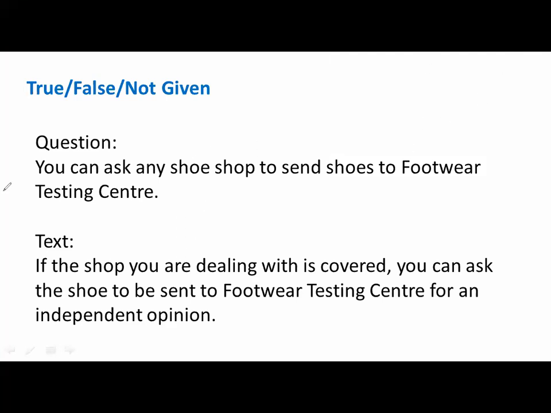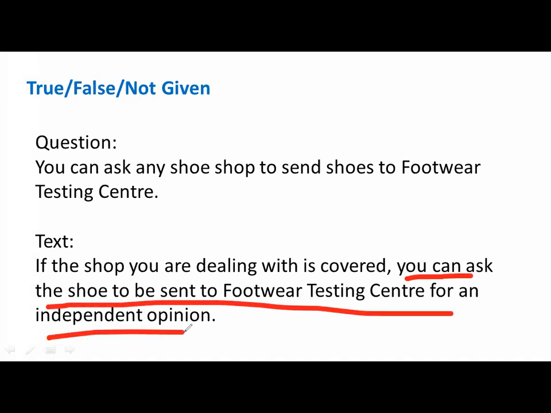Now, my first question is, all these questions are taken from Cambridge books, by the way. The question is, you can ask any shoe shop to send shoes to the footwear testing center. Never read half a sentence, okay? Read the full sentence before and after the comma. You need to read everything carefully when you find the information. If you overlook, the answer will be wrong. For instance, if I read it from here, you can ask the shoe to be sent to the footwear testing center for an independent opinion.